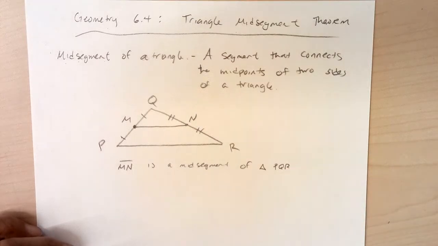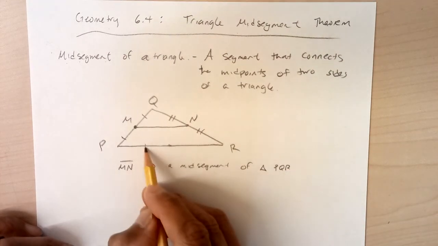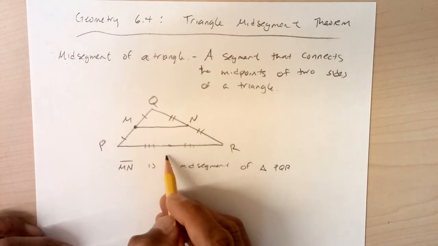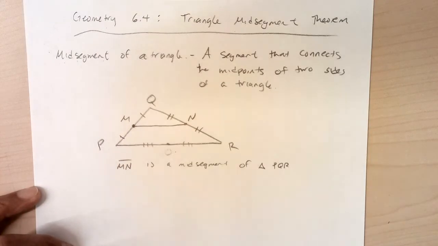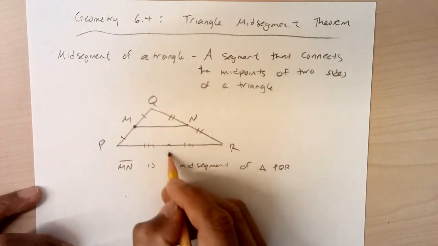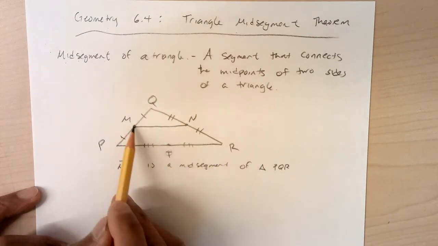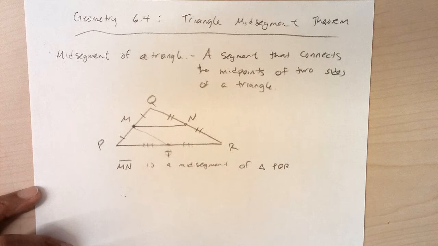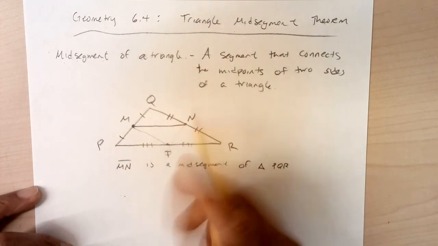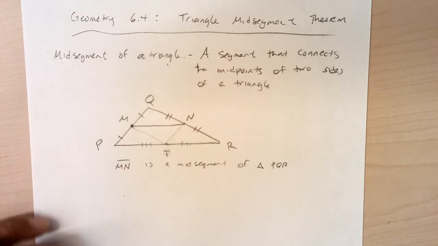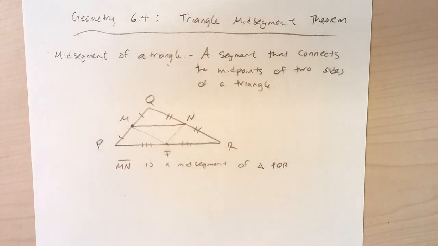I could find the midpoint of side PR. Call the midpoint point Q. Actually, I don't want to call it point Q because this is point Q. T is what I'll call it. Then MT is a midsegment and NT is a midsegment as well. So there's three midsegments in a triangle.